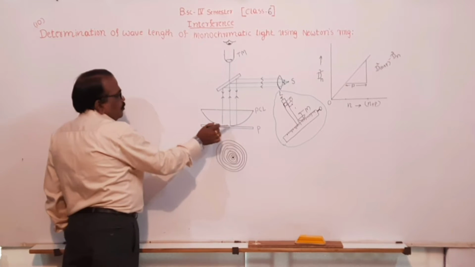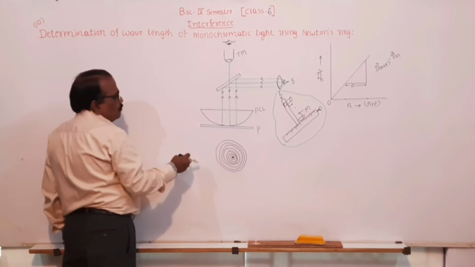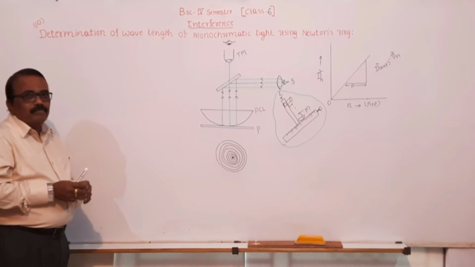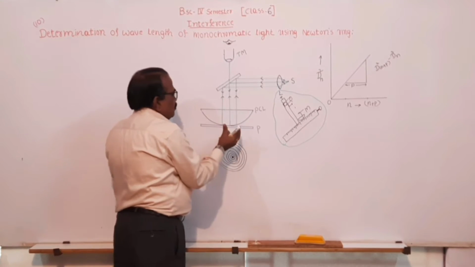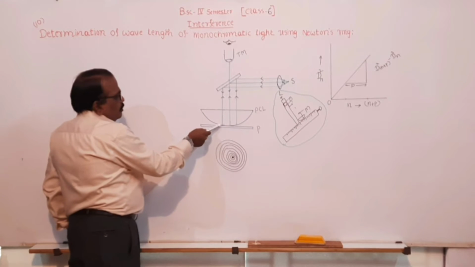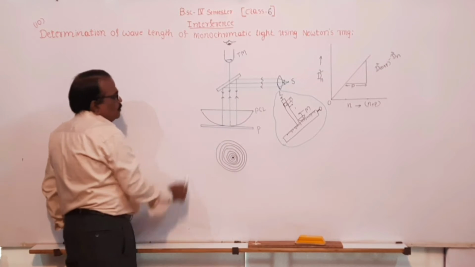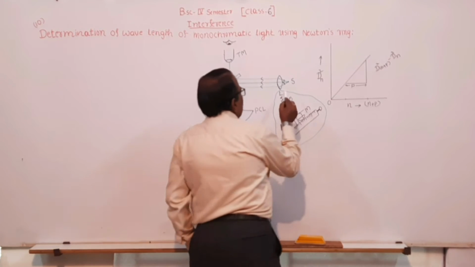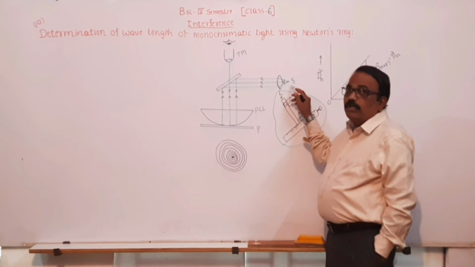See, there is a plano-convex lens placed over a glass plate. These two are separately cleaned first and kept in a ring-shaped box such that its convex surface is touching the glass plate. And S is the source of monochromatic light, say a sodium source.